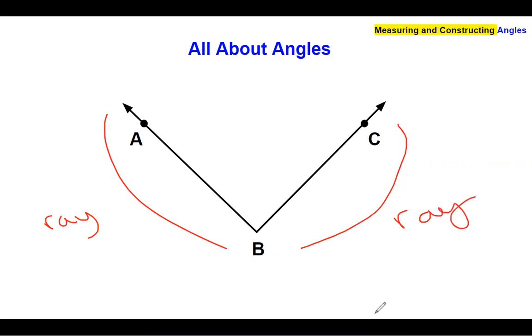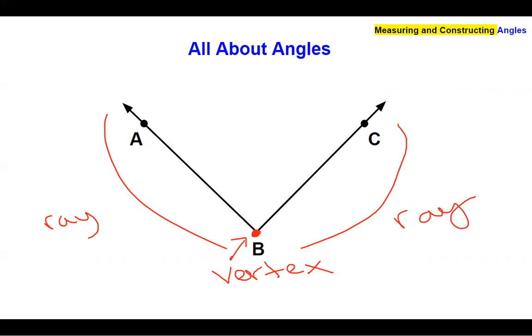Now, my rays are sharing an endpoint. In this case, this endpoint that they're sharing has a special name. Every corner that you see on a figure is going to have this name. It's called a vertex. So in this case, we have 2 rays joining together at a particular point, which is called a vertex. Okay. All right.